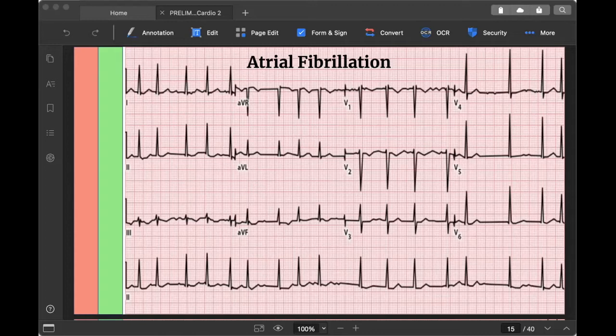So let's have a quick review. In atrial fibrillation, the ECG reading is chaotic, and you need to learn your paroxysmal atrial fibrillation, permanent atrial fibrillation, and then your persistent atrial fibrillation.